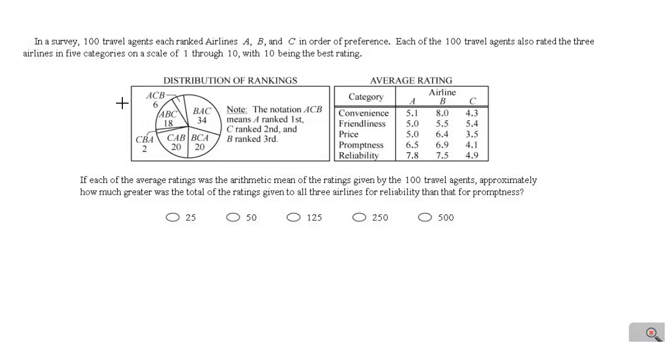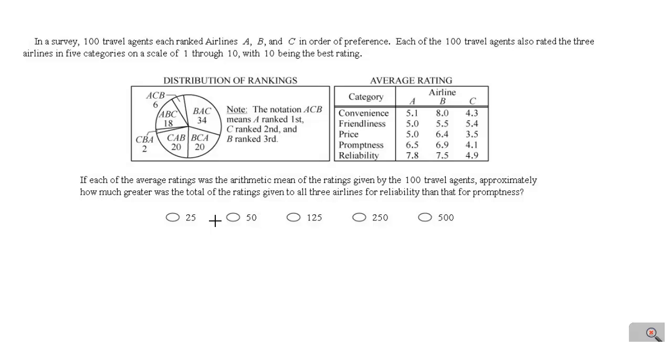All right, so following the previous video, we are still using the same data. It says that if each of the average ratings was the arithmetic mean of the ratings given by 100 travel agents, approximately how much greater was the total of the ratings given to all three airlines for reliability than for promptness? This question is similar to a weighted average, but not directly a weighted average problem.